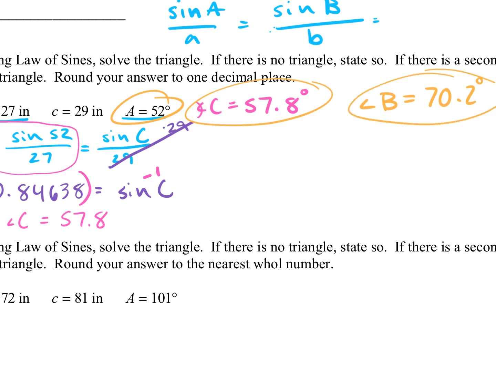And then now we're just missing side B. So we'd set up a proportion to find side B. So sine of 70.2 over B is equal to sine of A over A, which we know that's sine of 52 over 27.